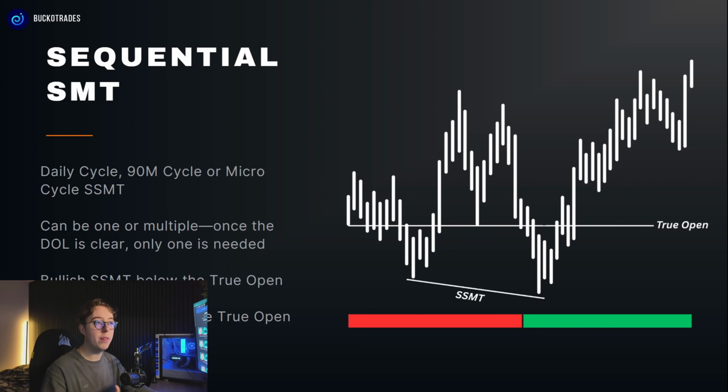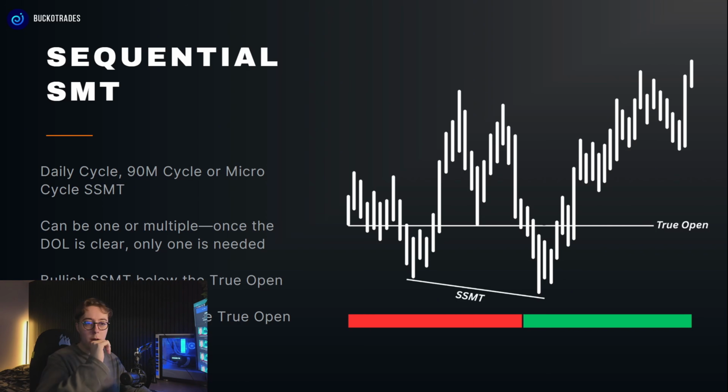Firstly, once we've identified where price is going, now we're looking for the entry model, which is a simple sequential SMT within the 9 to 10:30 window, and it can be a daily cycle, a 90-minute cycle, or a microcycle. It doesn't have to be all of them. It doesn't have to be two of them. It can only be one. It can literally be a microcycle, that's it, or it can be a daily cycle and that's it.